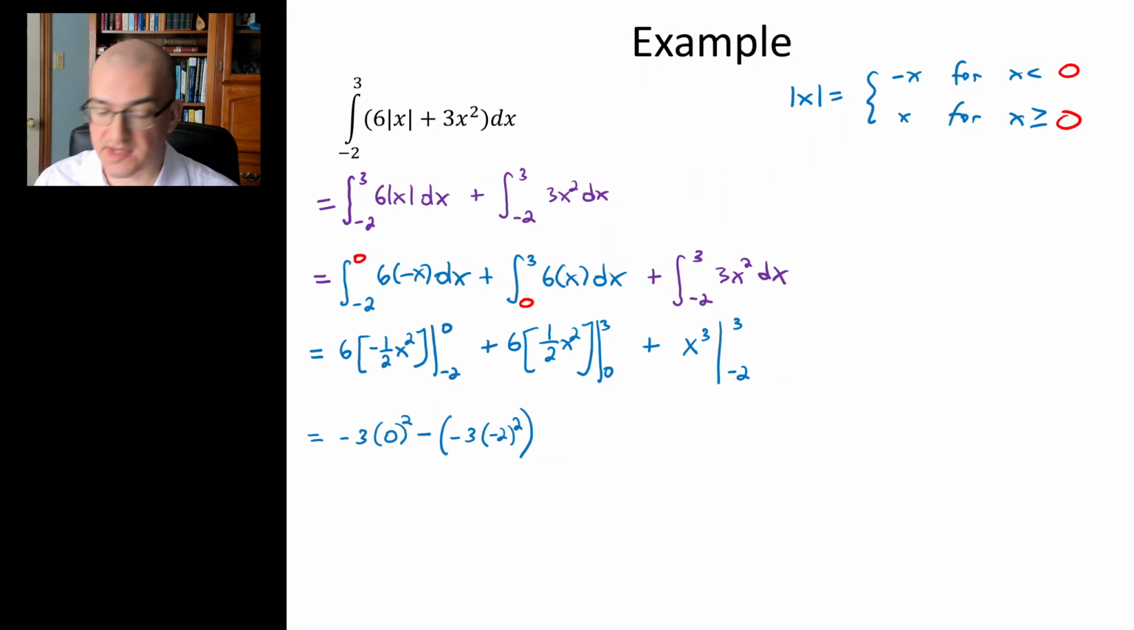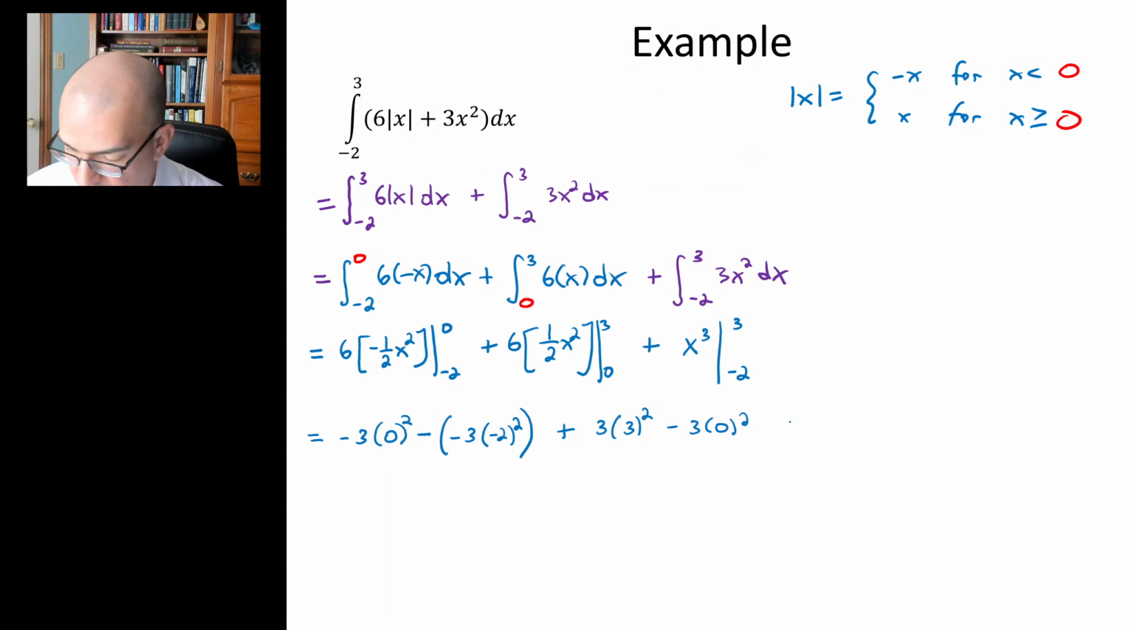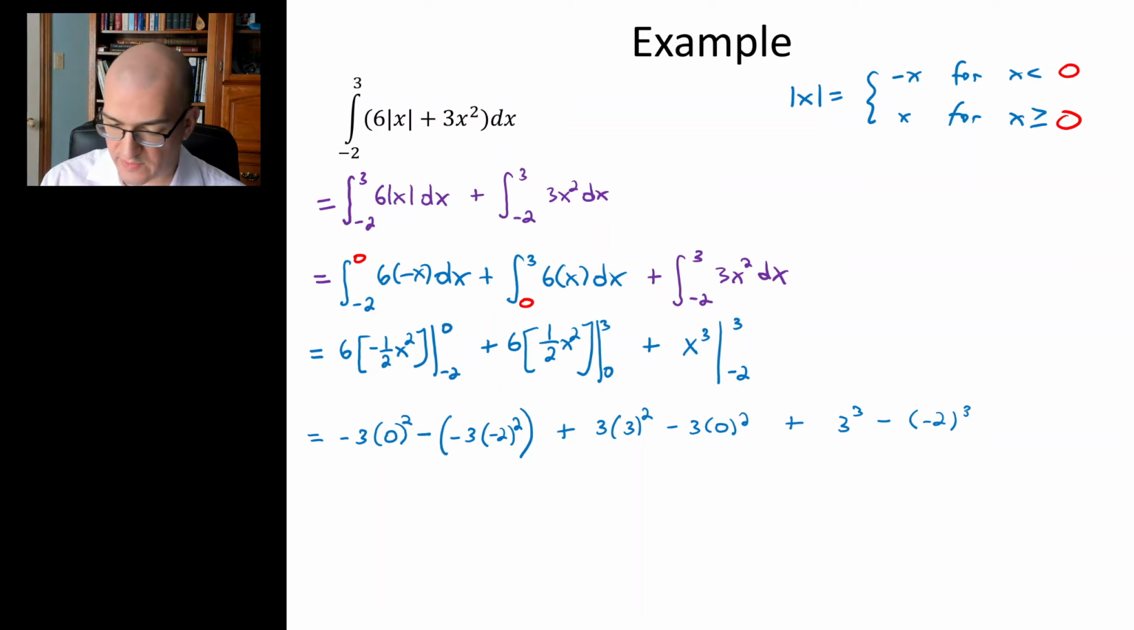Now the 1/2 has already been taken care of. 6 times -1/2 is -3. Then the second thing, we have 3x squared, so 3 times 3 squared minus 3 times 0 squared. And then we have the last part, 3 cubed minus -2 cubed. And we have to simplify all this.